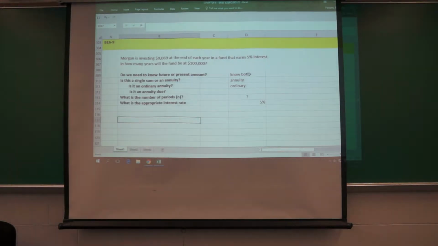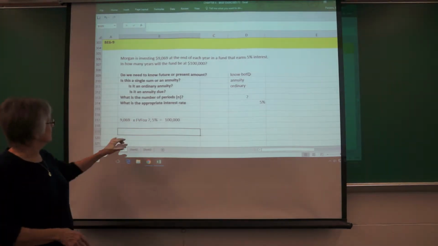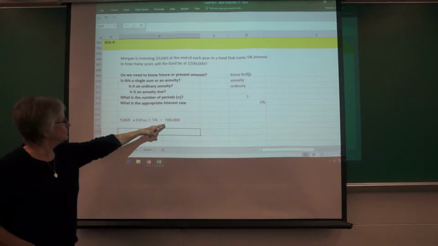And so what we want to know is, we know that 9,069 times the future value factor of an ordinary annuity, n equals question mark at 5%, is going to equal 100,000. So that's the hard part, just setting up the problem. But it makes sense. This times the future value factor will give us that.